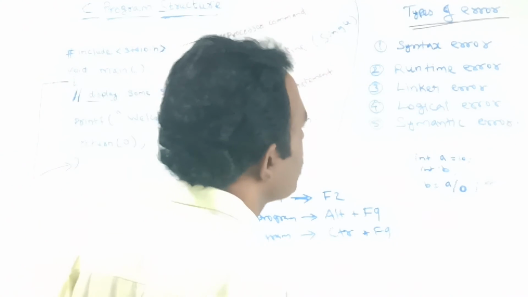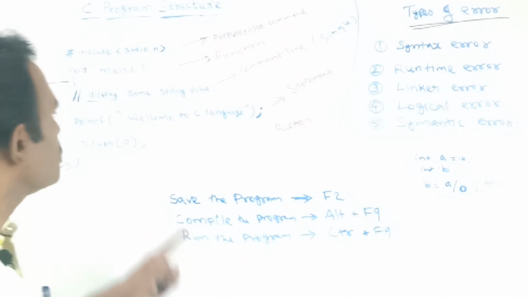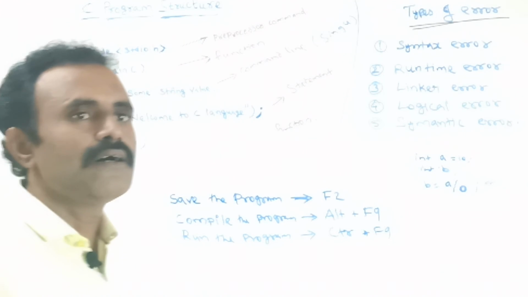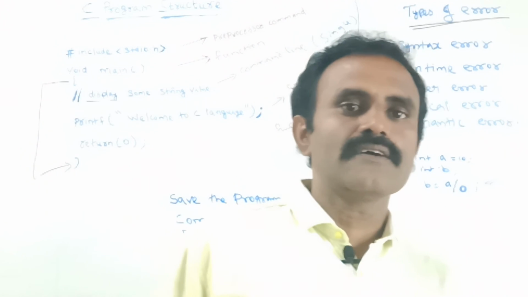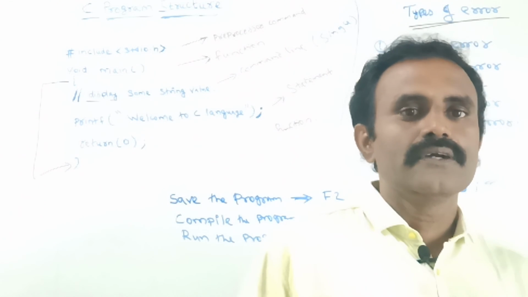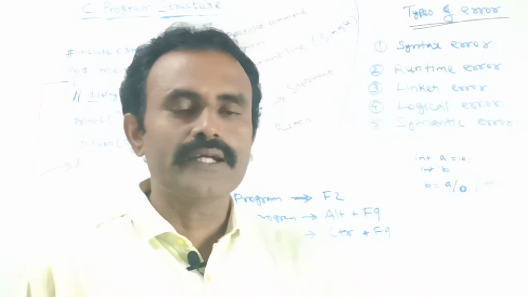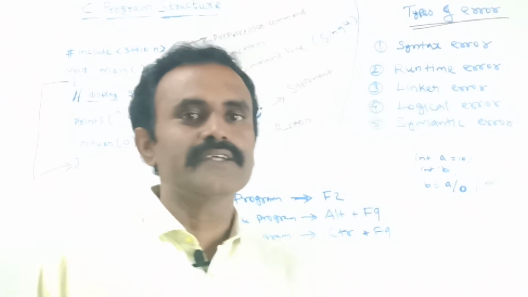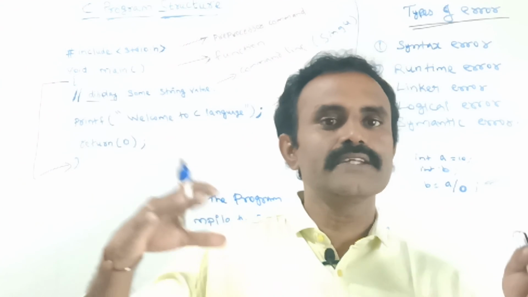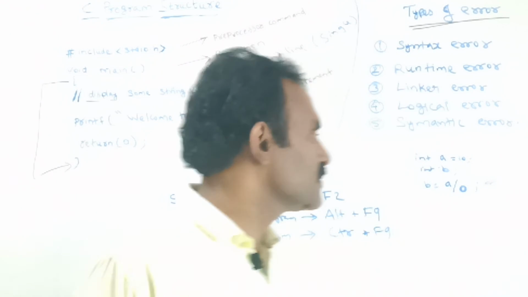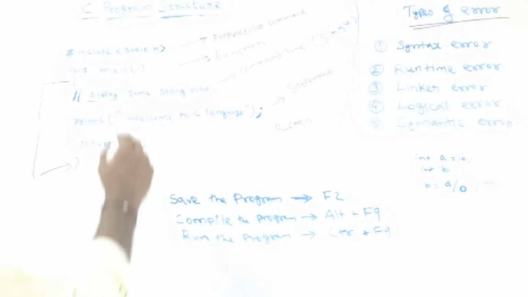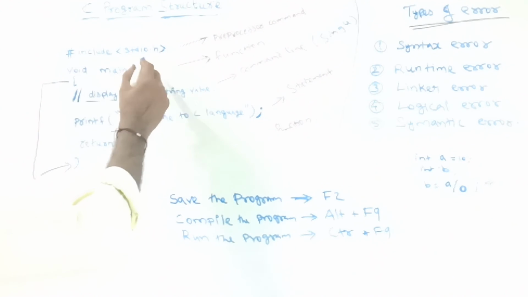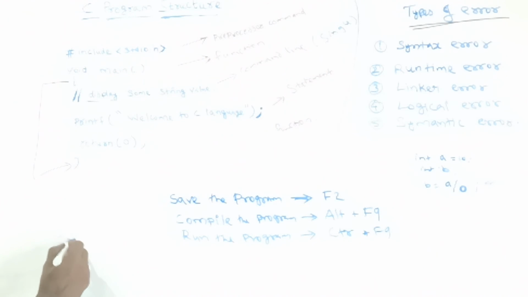Next one, linker error. Suppose you are using a function and the relevant header file is not there. At that time it will show the linker error. That means there are a lot of header files. Each and every header file has a group of built-in functions. Suppose we want to use mathematical functions, we can include the header file math.h. This is a kind of header file.